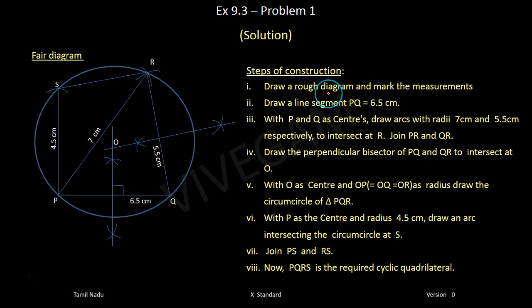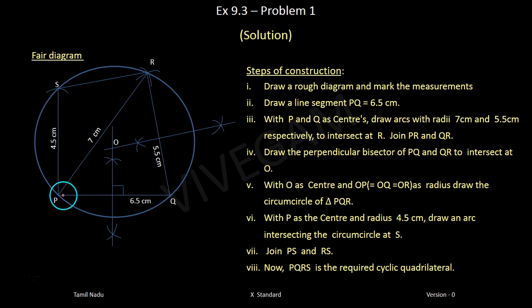So first step, we'll have to draw a rough diagram and mark the measurements. Otherwise it will be very complicated to follow. Then draw a line segment PQ equal to 6.5 centimeter. So this is the first step we did. We drew a line PQ which is 6.5 centimeter in length. Then with P and Q as centers, draw an arc with radius 7 centimeter and 5.5 centimeter respectively, to intersect at R. Join PR and QR.